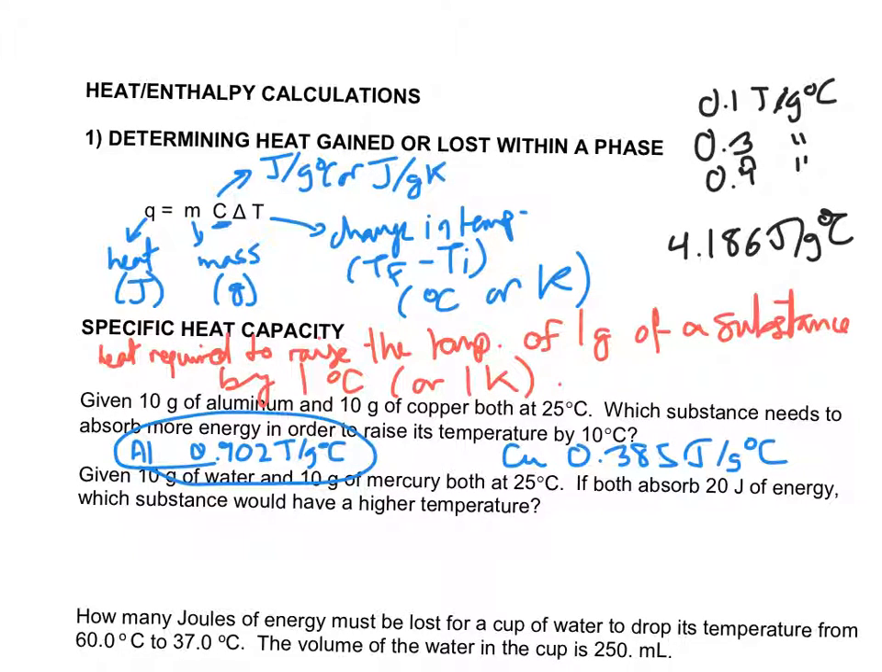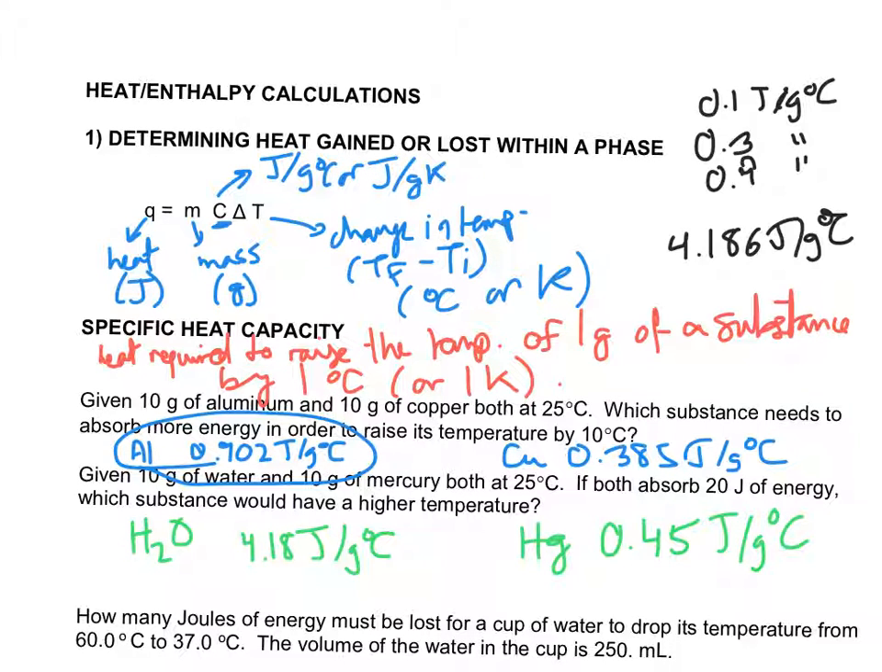Okay, let's look at the next question. It says I have 10 grams of water, sorry, I wrote over it, and 10 grams of mercury, both at 25 Celsius. So again, same amount and same initial temperature. If both of them absorb the same amount of energy, say 20 joules of energy, which substance would have a higher final temperature? So let's look up the specific heat capacities for water and for mercury. So I looked them up. Water is 4.18 joules per gram Celsius. Mercury is 0.45 joules per gram Celsius.